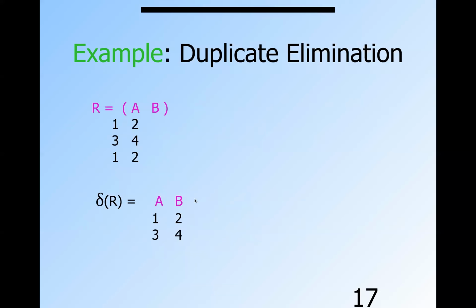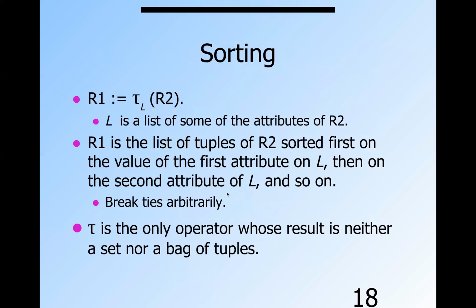Okay. So sorting. Tau sub L of R2, where L is a list of some attributes of the relation R2. What it's going to do is sort first on the value of the first attribute in L, and then on the second attribute, et cetera. So it breaks ties arbitrarily. So under set semantics, I'm sorry, under bag semantics, it doesn't have to do anything with bag semantics, actually. We'll scratch that.